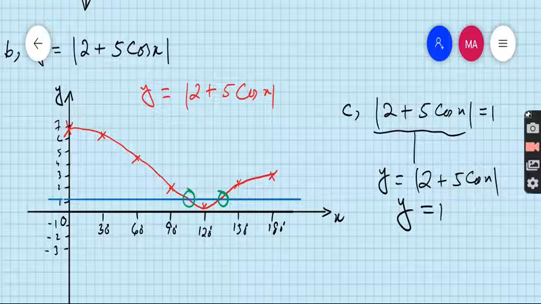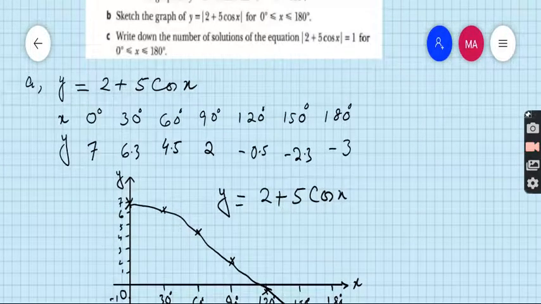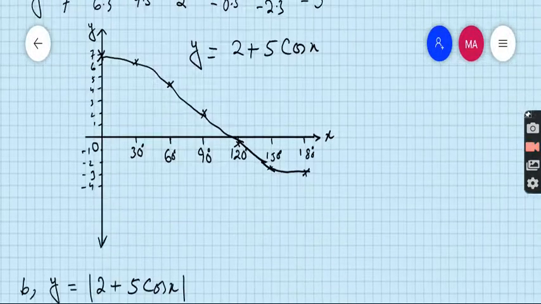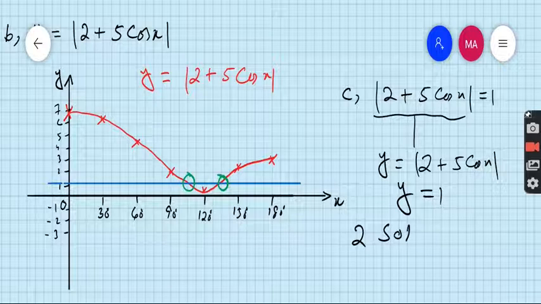So the required answer is, it has two. What is the question, roots or solutions? Both are the same. Write down the number of solutions. So the answer is, the number of solutions is 2, and this is our final answer.